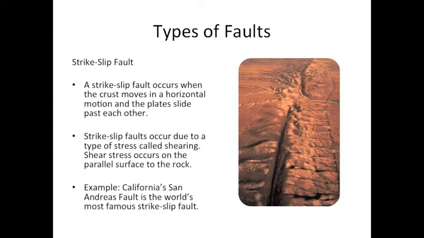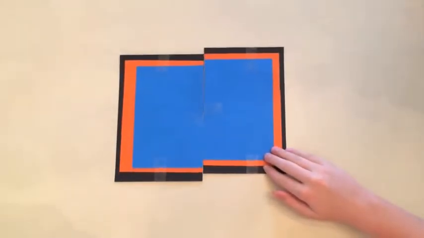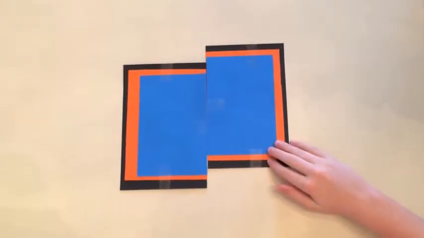A strike-slip fault occurs when the plates move horizontally. The plates slide past each other. Strike-slip faults occur due to shear stress. The San Andreas Fault is the world's most famous strike-slip. As you can see, the plates are sliding past each other.